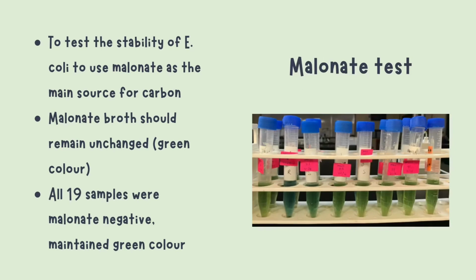The malonate test was performed to test the ability of E. coli to use malonate as its main source of carbon. For E. coli detection, the malonate broth should remain unchanged, which was a green color broth. The results from the malonate test showed all 19 positive samples were malonate negative, maintaining the green color.